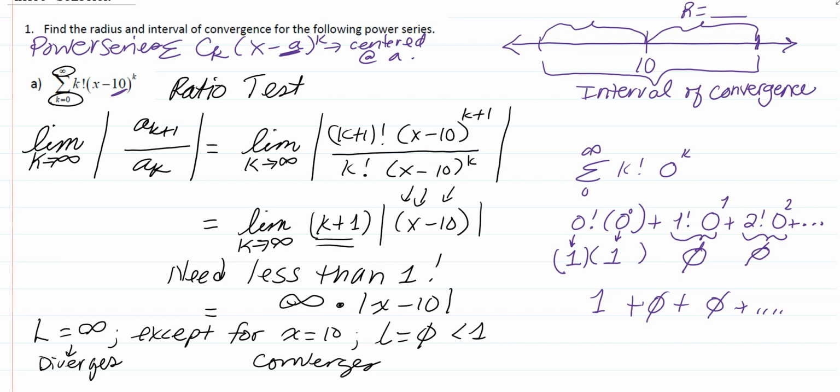In other words, your series will diverge everywhere else. The only place that your series will converge is 10. The radius of convergence is 0, so you're not stepping away from 10. And the interval of convergence will just be the number 10, not any interval really. It's just a single number, 10. Okay, so that is question 1A.